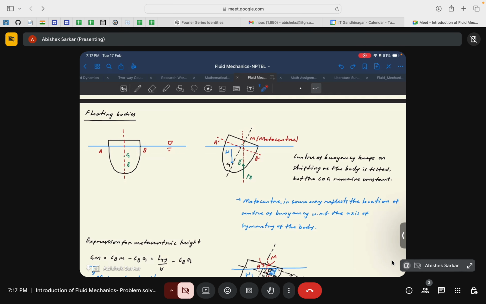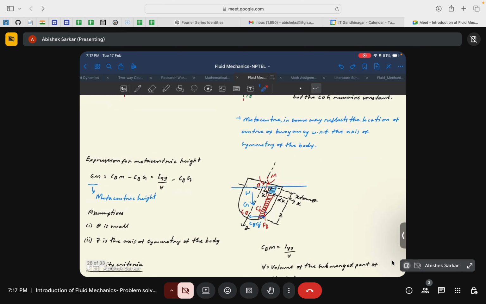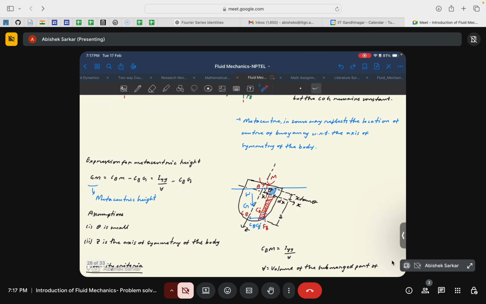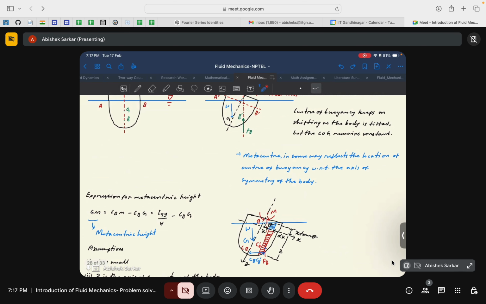So this metacentric height is one of the important parameters for understanding the stability of a floating body. If this metacentric height is large enough, the body is much more stable. Again, there is a detailed derivation for finding the metacentric height for this type of symmetric bodies.